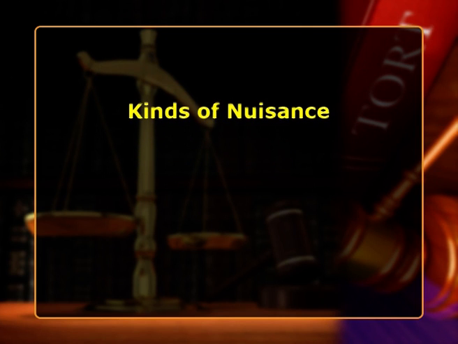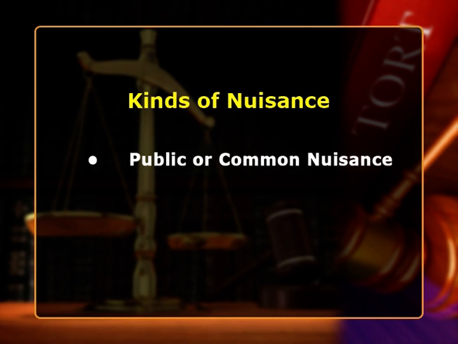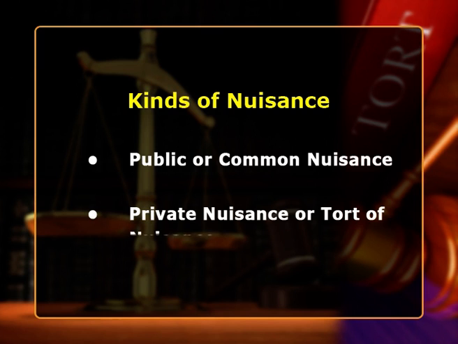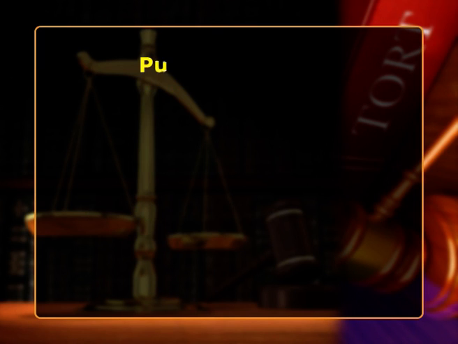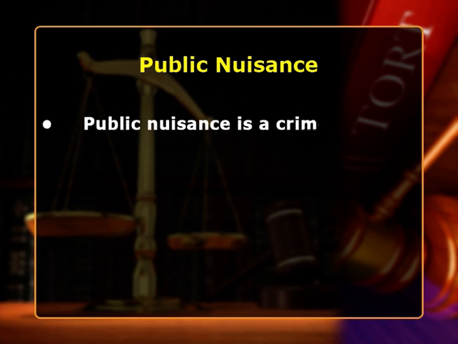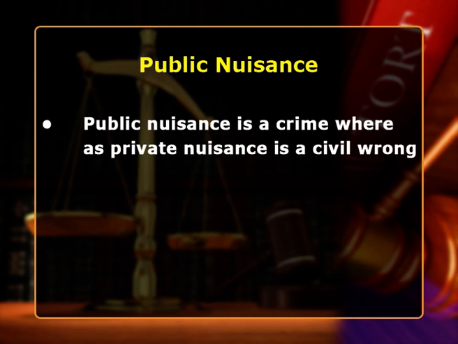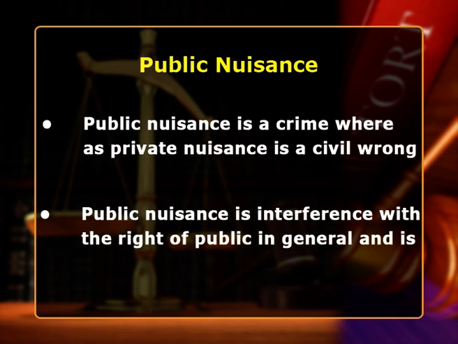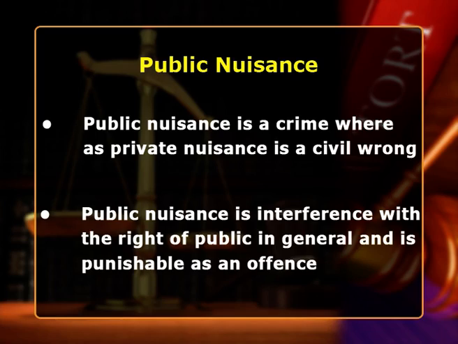Nuisance is of two kinds: public or common nuisance, and private nuisance or tort of nuisance. Now friends, we will be discussing public nuisance. Public nuisance is a crime, whereas private nuisance is a civil wrong. Public nuisance is interference with the right of public in general and is punishable as an offense.